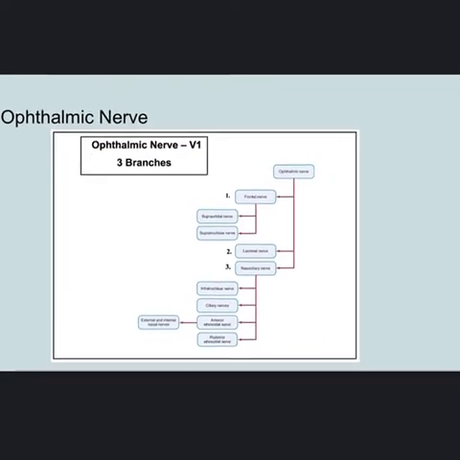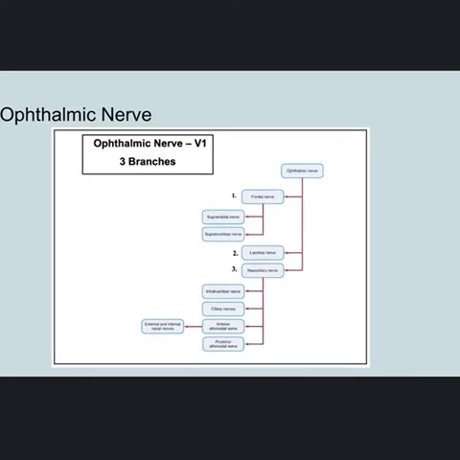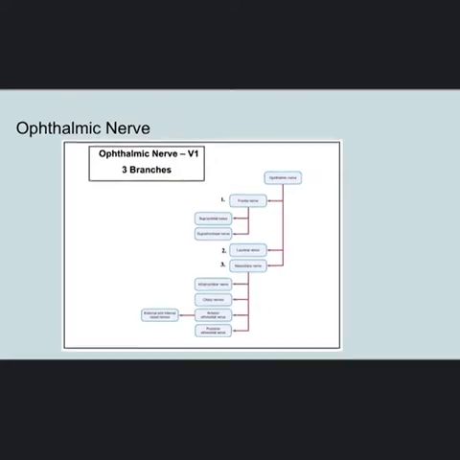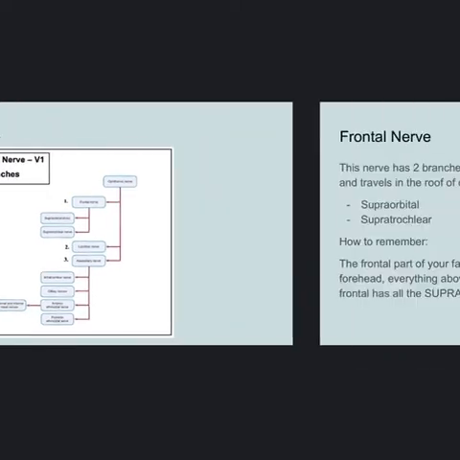So here is a little layout of the branches. As you can see, the ophthalmic nerve is the main branch. It has three other main branches, the frontal nerve, the lacrimal nerve, and the nasociliary nerve. The frontal nerve, however, has two branches of its own, the supraorbital and the supratrochlear. The lacrimal nerve doesn't have any branches. The nasociliary nerve has four branches: the infratrochlear, the ciliary, the anterior, and the posterior. However, the anterior branches out into the external and internal nasal nerves. I know this may seem like a lot, but let's break it down.